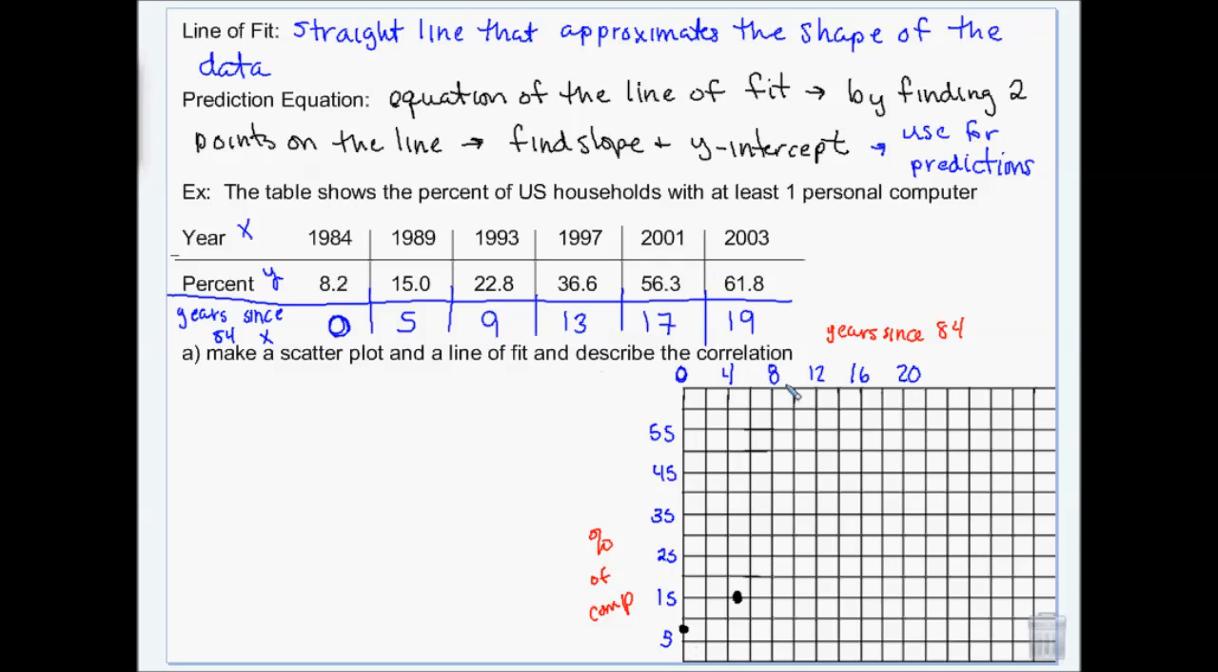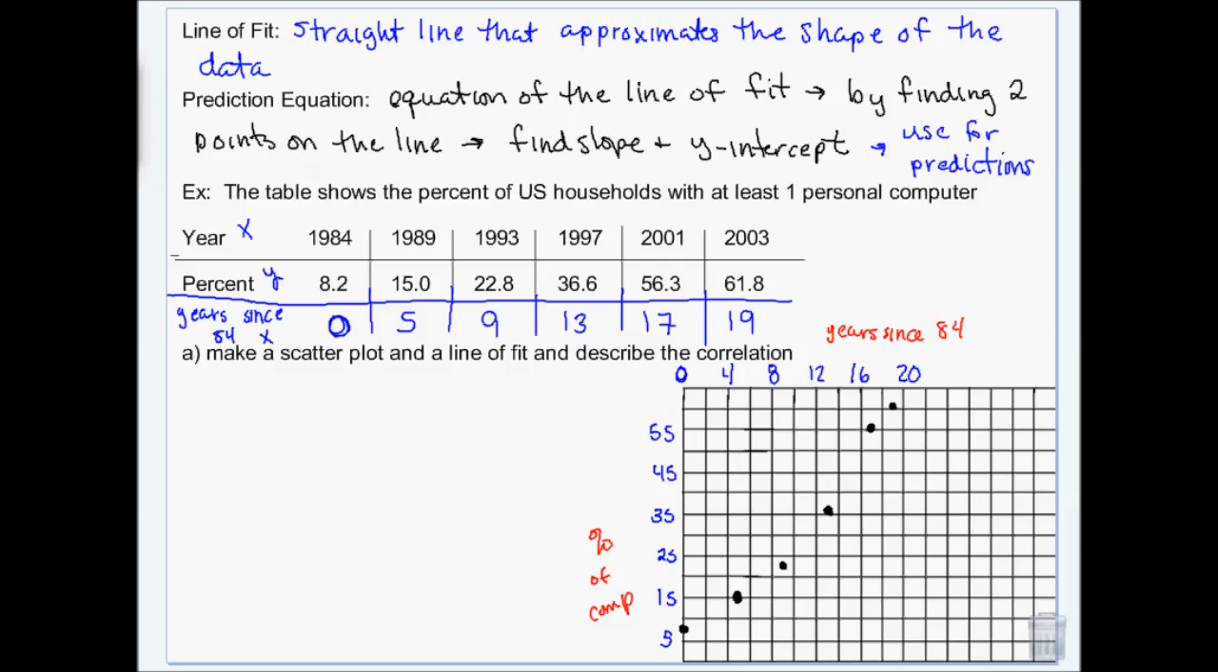At 9 years, which is halfway between 8 and 10, we're at 22.8%, and 22.8% is halfway between 25 and 20. Then we are at 13 years, and we're at 36.6%, so that's going to be right above 35. At 17 years, we're at 56.3, so that's going to be right above 55. And then at 19 years, we're at 61.8, so that's going to be right above 60.